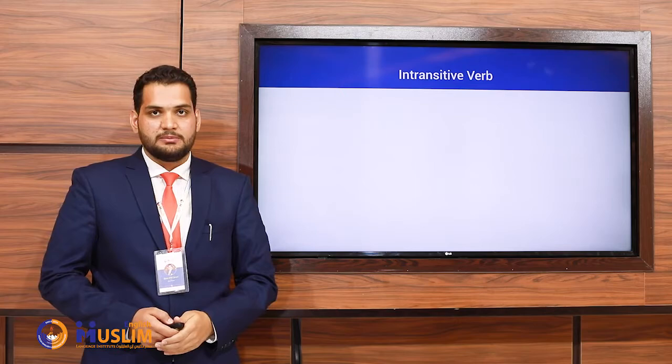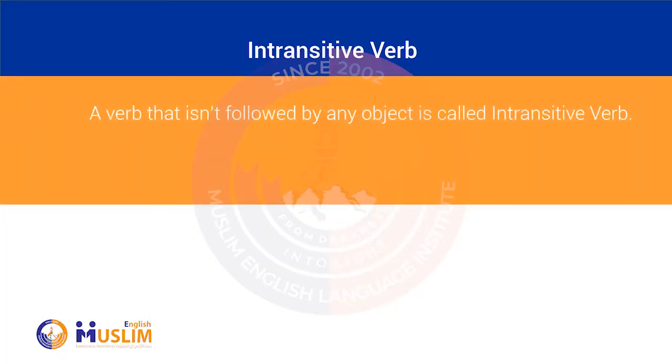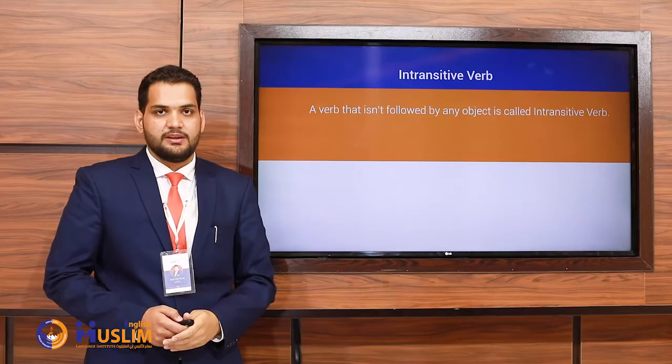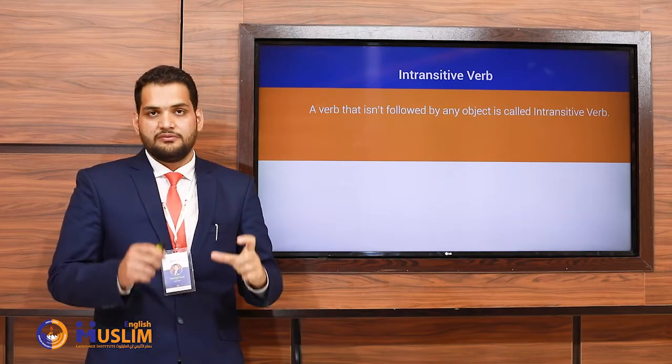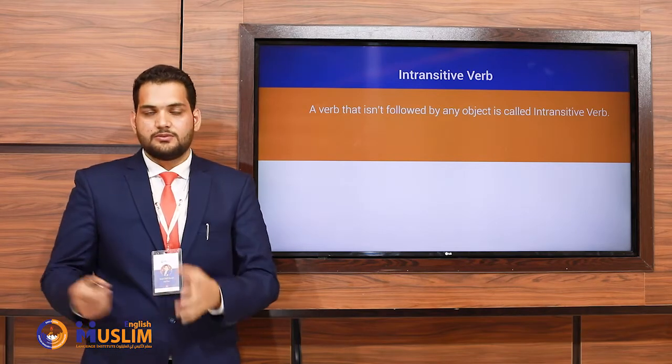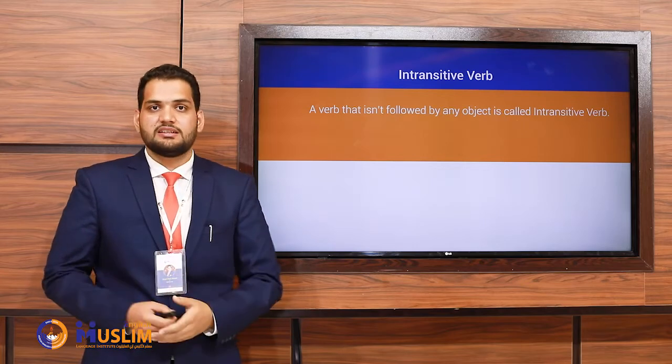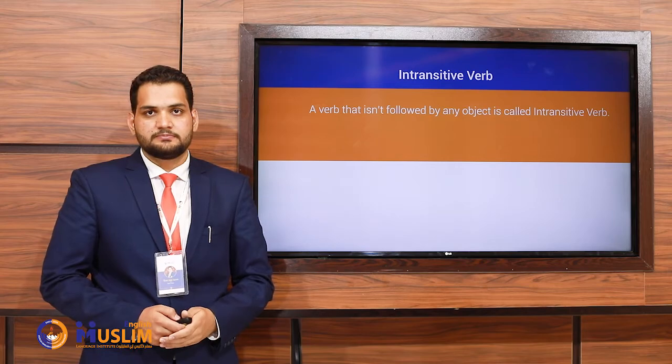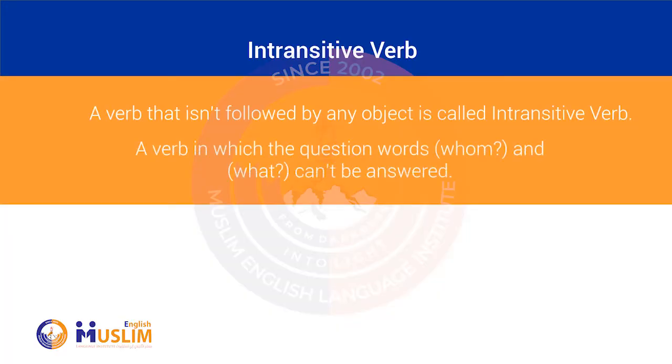What is an intransitive verb? A verb that isn't followed by any object is called intransitive verb. In simple words, if a verb takes an object, that's called a transitive verb. If a verb does not take an object, that's called an intransitive verb. Remember, a verb in which the question words who and what can't be answered. This is a simple way of finding transitive verbs and intransitive verbs. The structure for intransitive verbs is subject plus verb plus pattern.